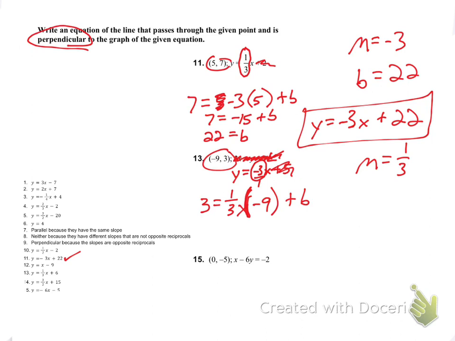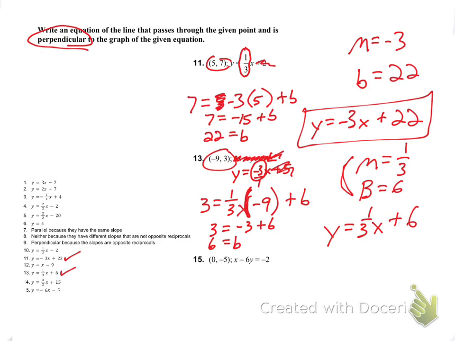So I hate fractions. 1 divided by 3 is 0.3 repeating, and then we'll multiply that by -9, and I get -3. So 3 is going to be equal to -3 plus b. And so I'm going to have to add 3 to each side. So b is then going to be equal to 6. So then when I rewrite it, just use these two right here. y is equal to 1/3 x plus 6. And that one is good to go.